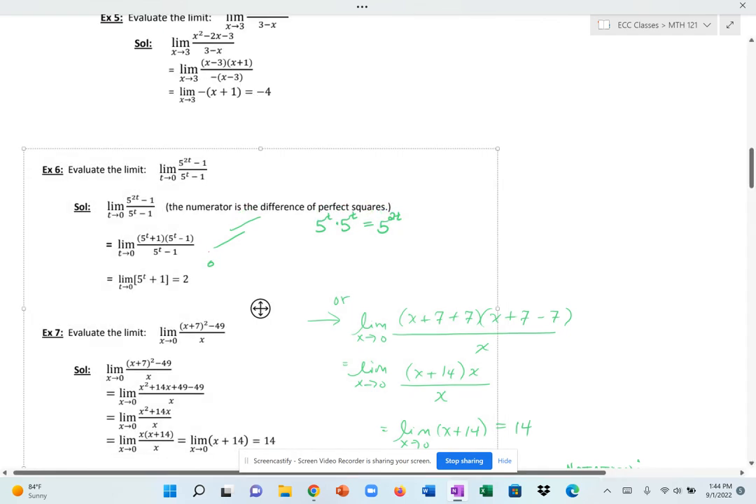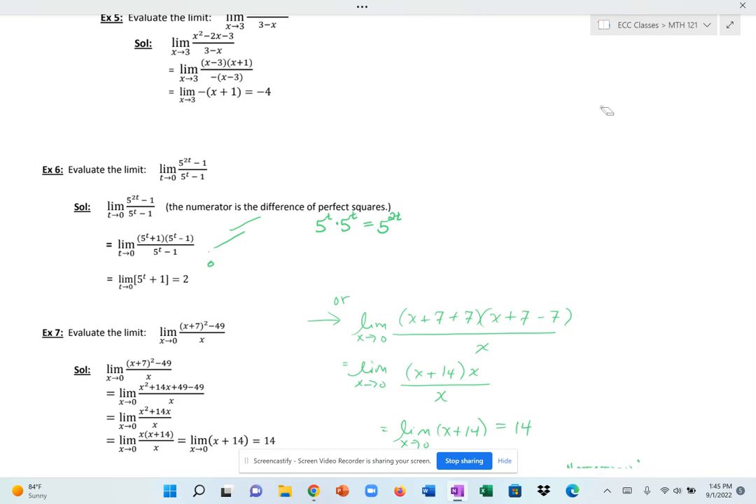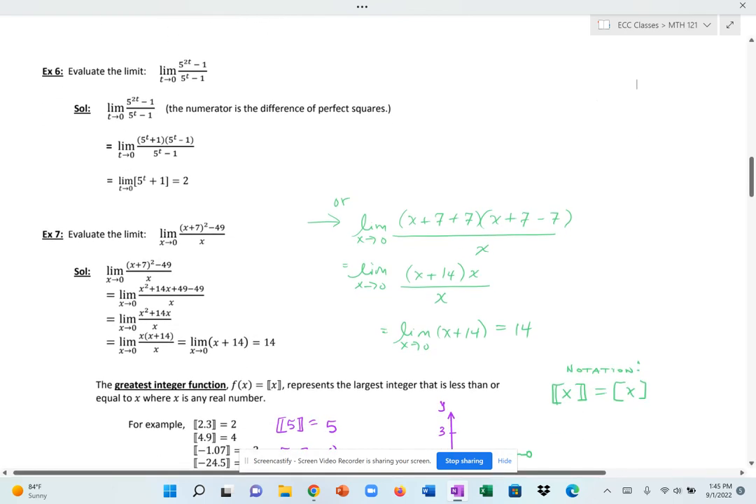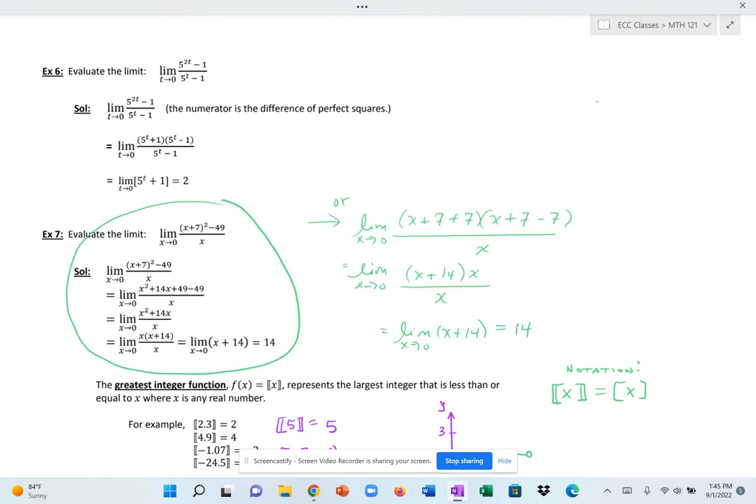Yeah. All right. So now I have example 7. So in example 7, I did it 2 different ways, and you have that option. I want to evaluate the limit as x approaches 0 of x plus 7 to the second power minus 49 over x. So first, let's look at how I did it on the left side. So on the left side, what I did was I expanded the x plus 7 squared, and that gave me x squared plus 14x plus 49.